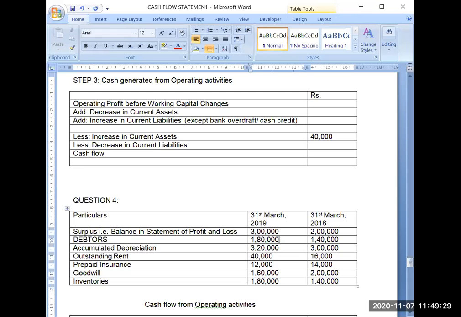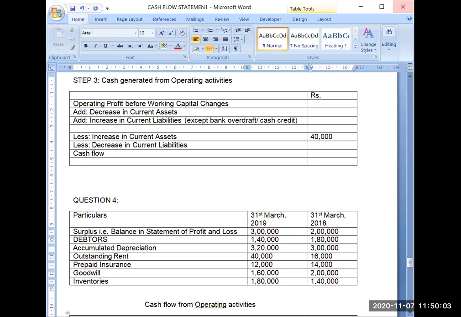Similarly, if I make 1,40,000 the closing balance and 1,80,000 the opening balance, now what is happening? Debtors are reducing by 40,000.